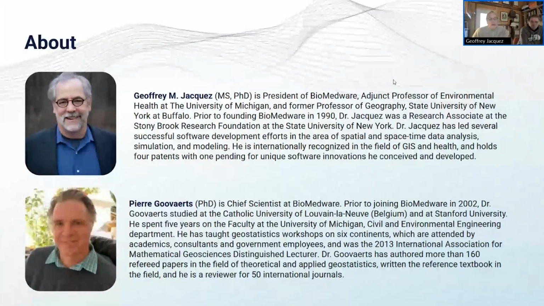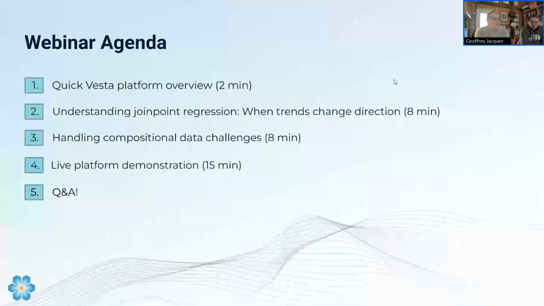So what are we doing today? We're going to give you a quick overview of the Vesta platform. We'll then go on to joinpoint regression, trying to understand how one can look at trends through space and time. Pierre will then talk about handling compositional data itself and some of the challenges, which is a great contribution of this webinar and our research to geospatial analysis. And then Pierre will undertake a live platform demonstration running Vesta Live. And then we'll have Q&A.